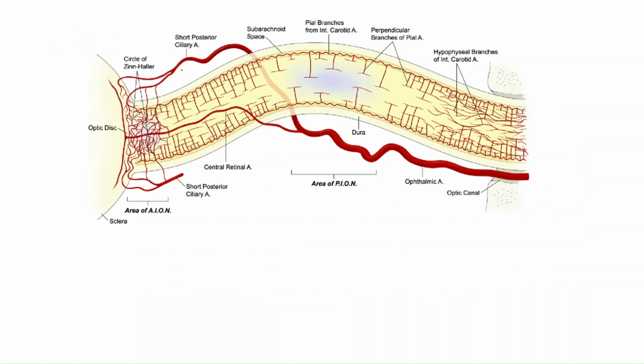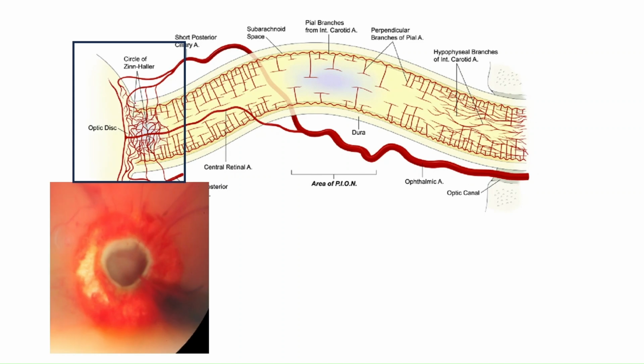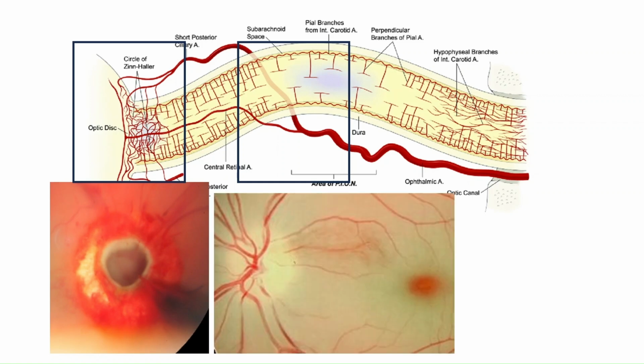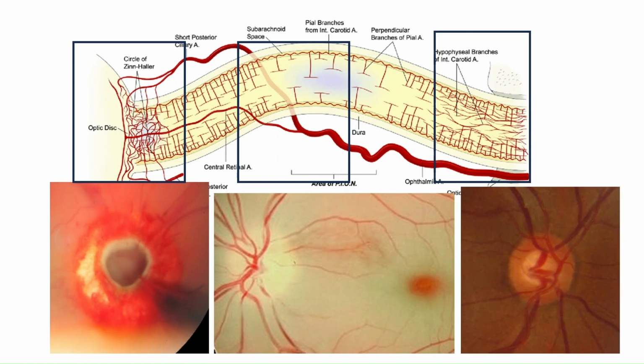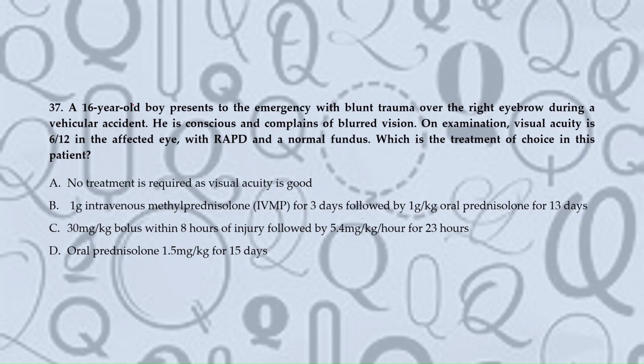Let's go back to this beautiful drawing here. So how does the site of affection of trauma lead to the fundus features? So if the trauma is here, you get optic nerve head avulsion. If the trauma is in this region, you get a CRAO like presentation. And more commonly if the trauma is here, you get a normal fundus at the presentation. So the only clue here you will have is decreased visual acuity with loss of pupillary reflexes.